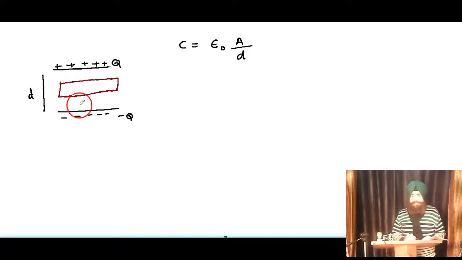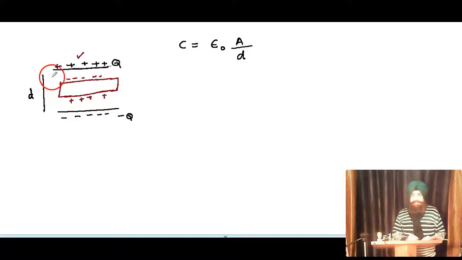When we put it in the field of a capacitor, what happens? Some induced charge appears: some induced negative charge appears here, and some induced positive charge appears here. The magnitude of the induced charge varies from dielectric to dielectric, but of course it will always be less in magnitude as compared to the plate charge. It is sure.